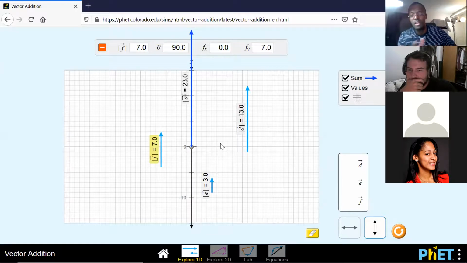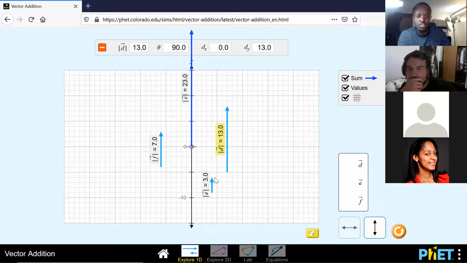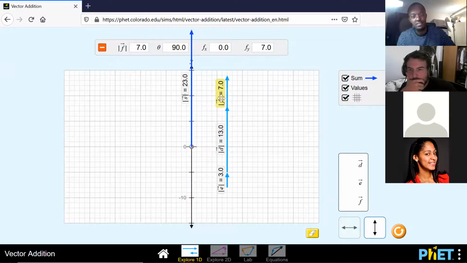Tail to head. If you want me to do this, because it's fun to do, and it teaches you a lot about vectors. So this is E plus D plus F. And you see, it's exactly of the same length as the sum, and they are parallel. If they are of the same length and they are parallel, then it is the same vector. And see, 3 plus 13 plus 7, that's indeed 23.